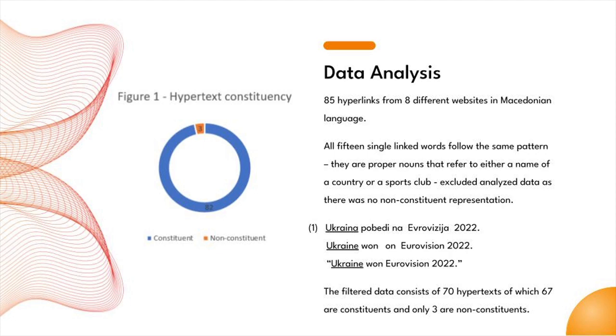For the purpose of this analysis, upon inspecting the linked text, each constituent and non-constituent were labeled with a category. The total number of hypertext divided by type of constituency is shown in the first figure. In the collected data, all single linked words follow the same pattern. There are proper nouns that refer to either a name of a country or a sports club, as demonstrated in the example below. Ukrajina pobedi na Eurovizija 2022. Ukraine won Eurovision 2022. I excluded 15 single words from the collected data as there was non-constituent representation, which obscures the results. The filtered data consists of 70 hypertexts, of which 67 are constituents and only 3 are non-constituents.